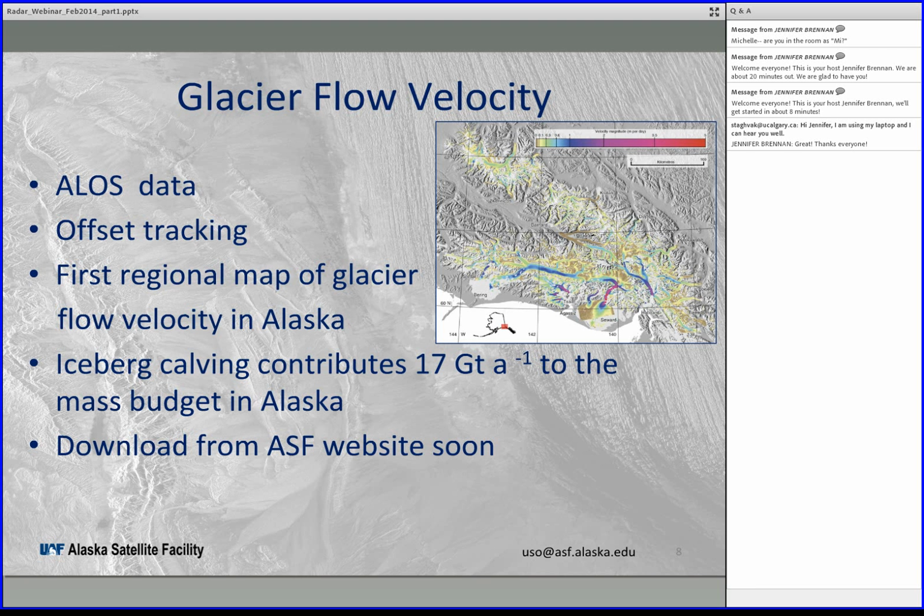Offset tracking is a technique that uses two images acquired at different times, 46 or 92 days apart in this case, to find the horizontal displacement of pixel patterns.